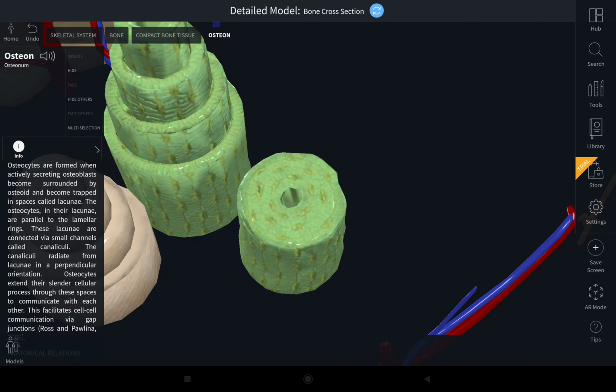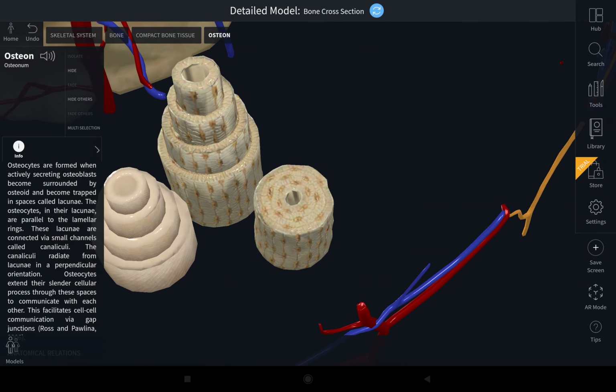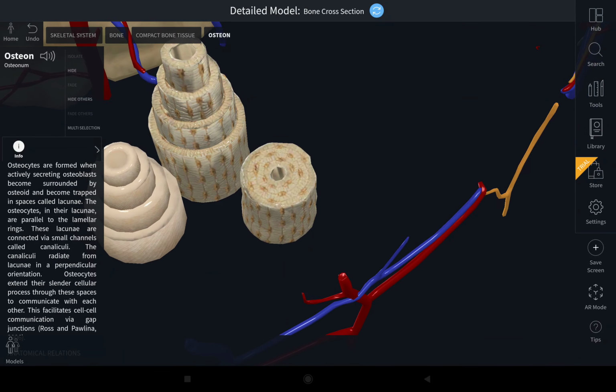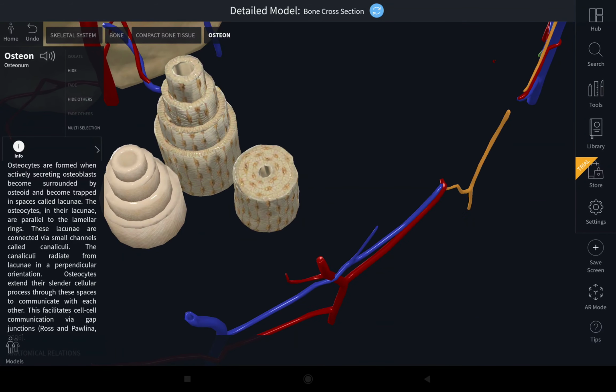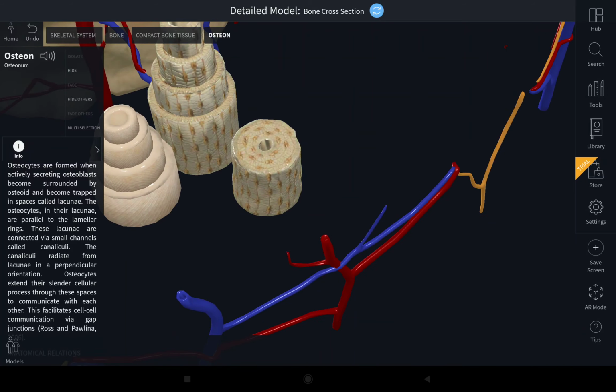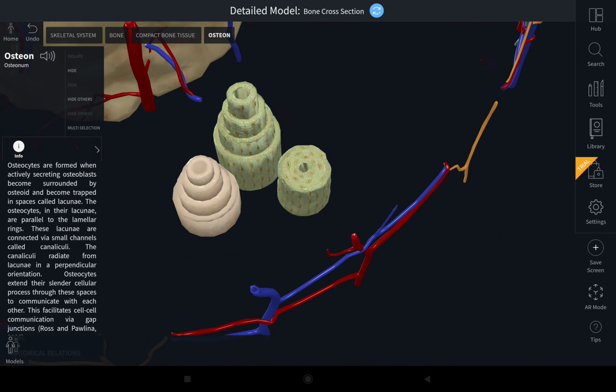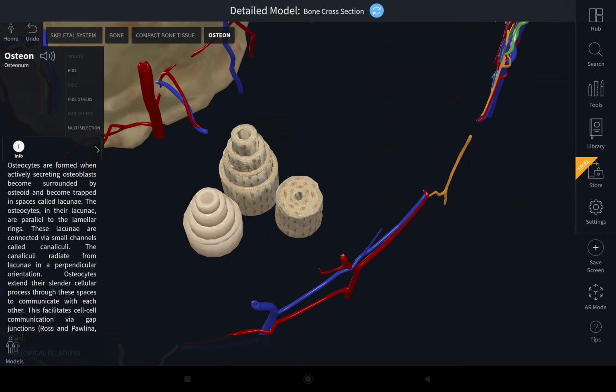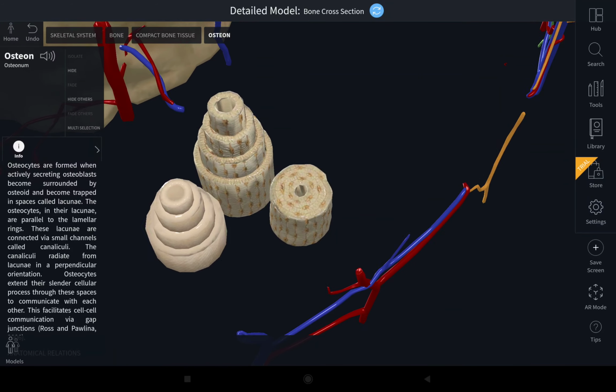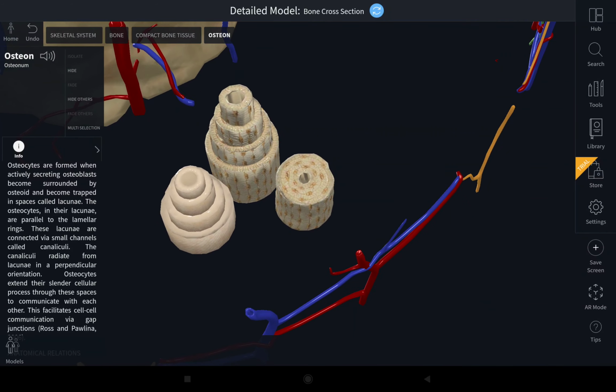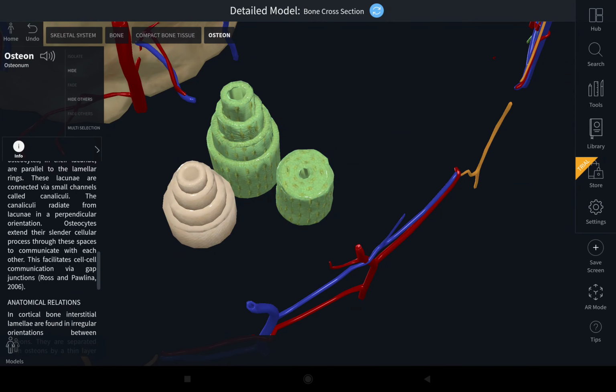The canaliculi radiate from lacunae in a perpendicular orientation. Osteocytes extend their slender cellular processes through these spaces to communicate with each other. This facilitates cell-cell communication via gap junctions.